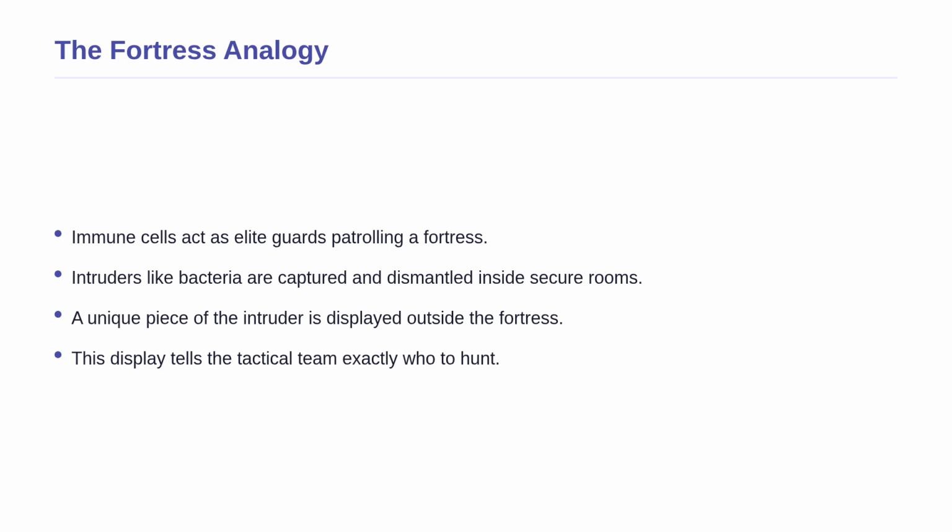The guard then takes a highly recognizable piece of the intruder's gear, like a unique helmet, and mounts it on a special display board outside the fortress doors. This display board tells the elite tactical SWAT team exactly who to look for and destroy in the surrounding area. This is exactly what happens at the cellular level.